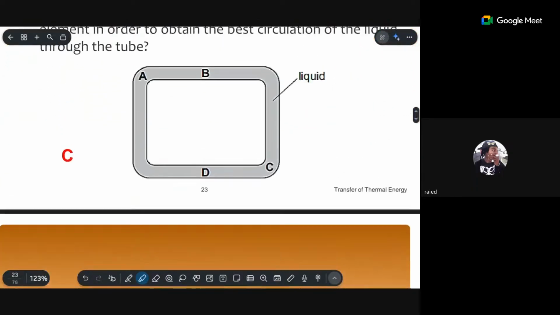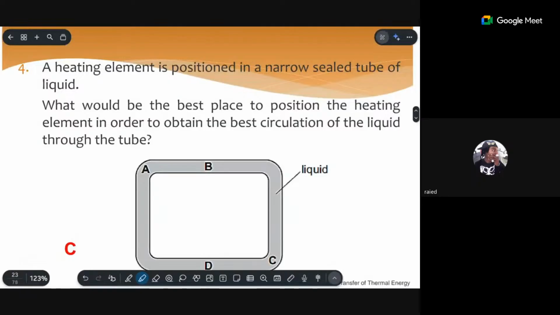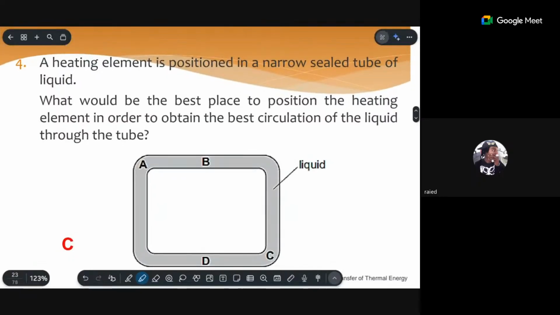Okay, now this is one of the tricky questions in your past paper. A heating element is positioned in a narrow sealed tube of liquid. What would be the best place to position the heating element in order to obtain the best circulation of the liquid through the tube? Yes, there are several positions. In the options it is mentioned as C, but when you place the heating element at C, what will happen?